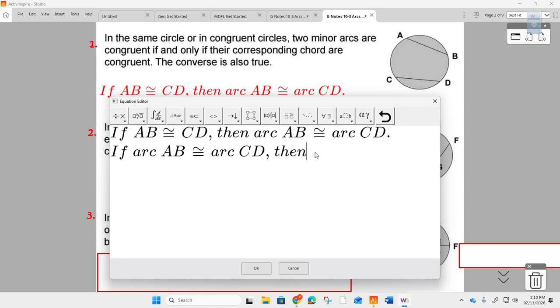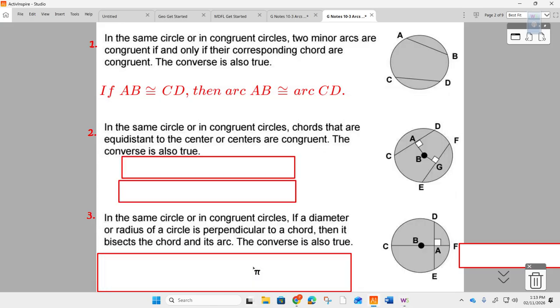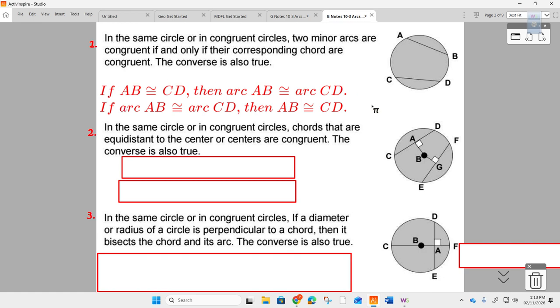Yeah, you're right, most of that. I'll have to have other classes write it later. I forgot to type in the converse. So this is the converse. People are still writing a little bit. Y'all done writing, Charlie?